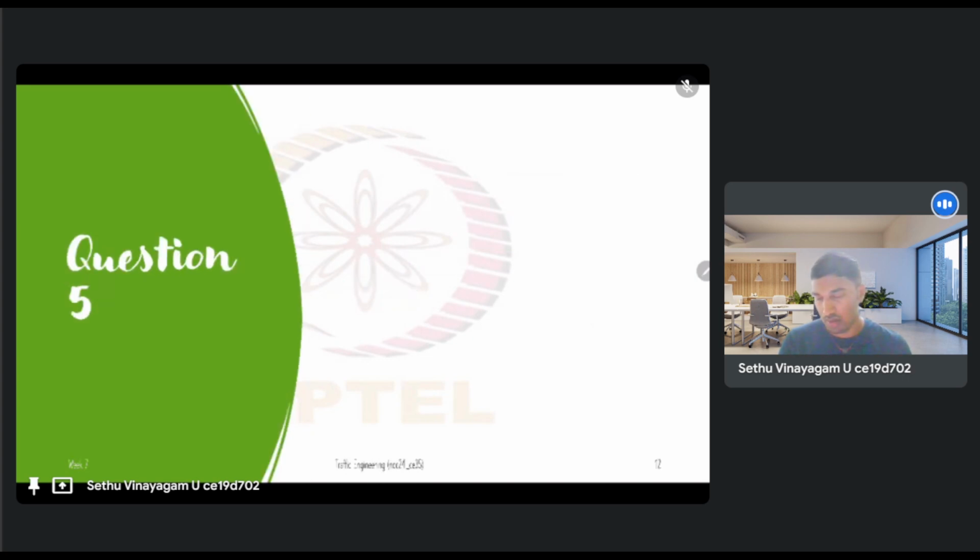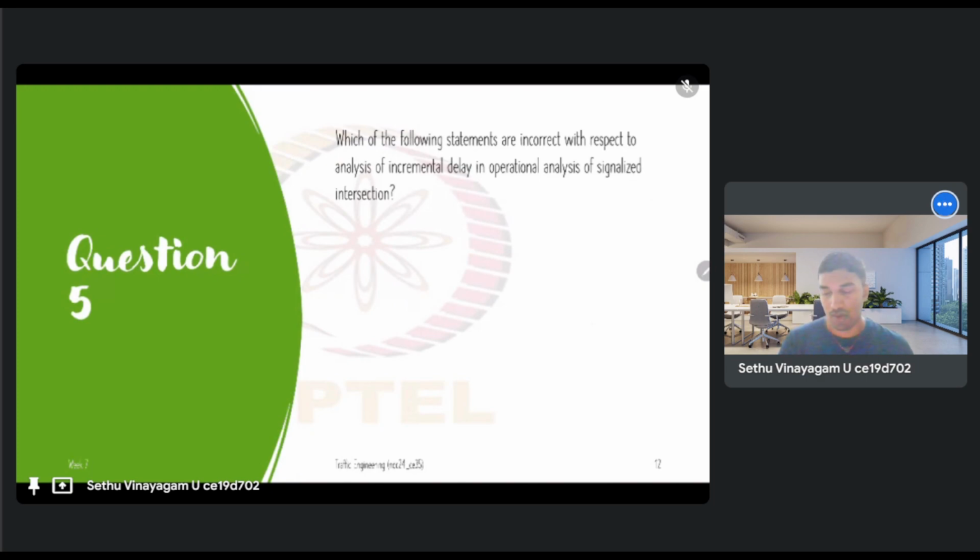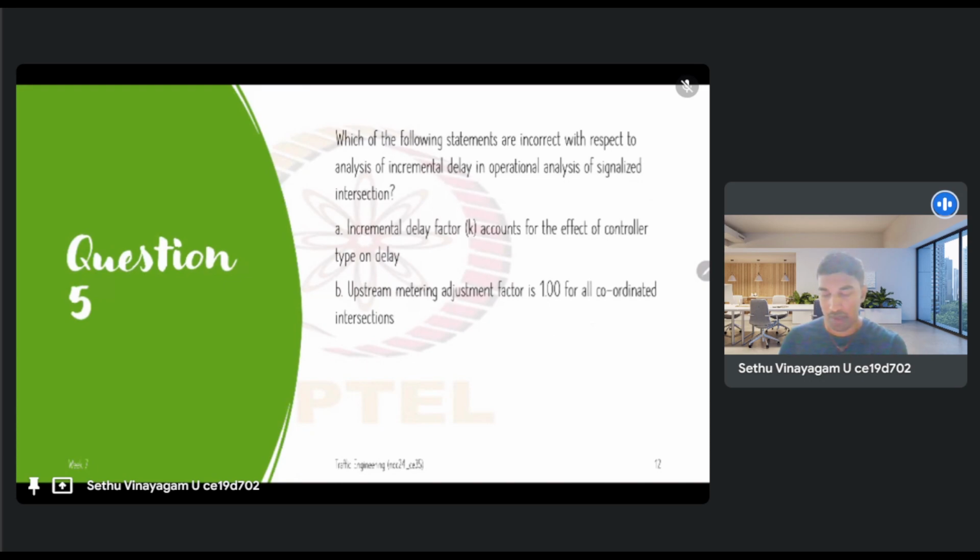Okay, so moving on to question number 5. Which of the following statements are incorrect with respect to analysis of incremental delay in operational analysis of signalized intersection? So option A is that incremental delay factor K accounts for the effect of controller type on delay. Option B is the upstream metering adjustment factor is 1 for all coordinated intersections. C, the variance in number of arrivals per cycle decreases with increasing V by C ratio. And D is the value of K is 0.5 for actuated controllers.